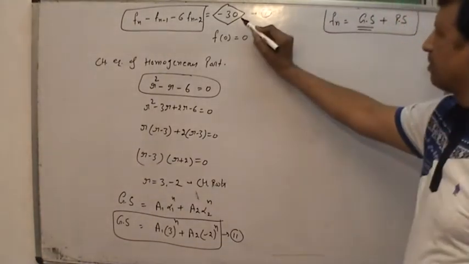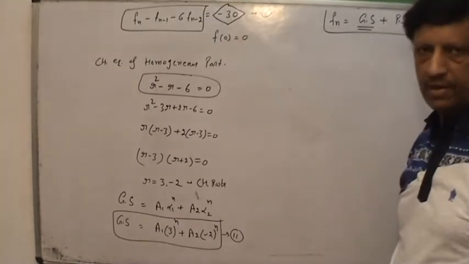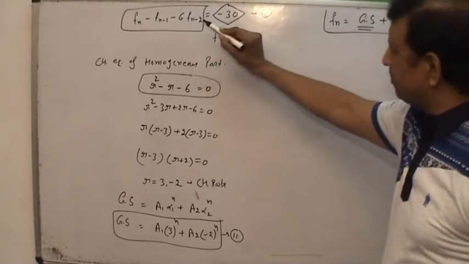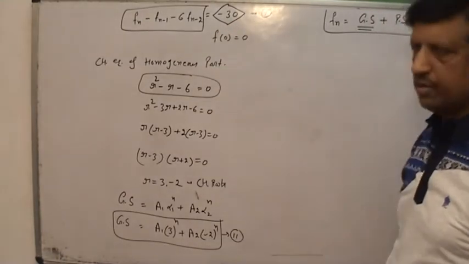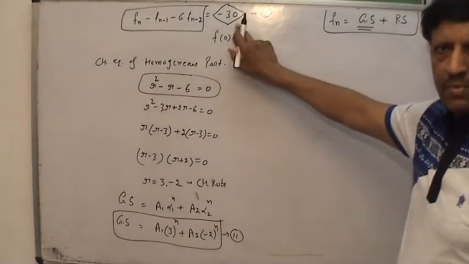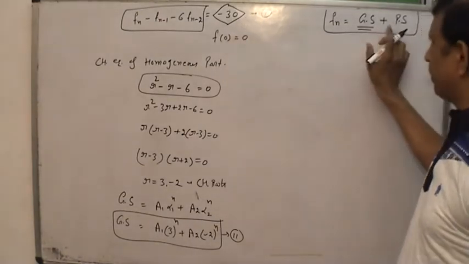Now, what about this term minus 30? This 30 has converted this homogeneous recurrence relation into a non-homogeneous one. So it requires special treatment. That is the particular solution.